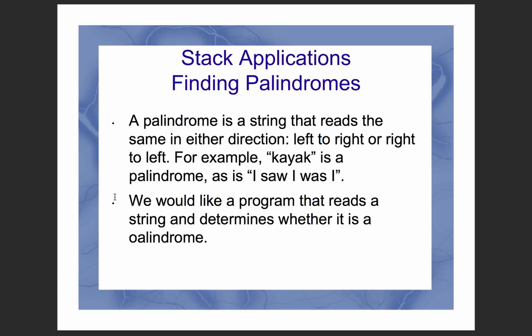So what is a palindrome? A palindrome is a string that reads the same in either direction, left to right or right to left. For example, kayak. Kayak is a palindrome because if you read from left to right, you can spell kayak, and if you read from right to left, you read the same thing, kayak. That's called a palindrome string. If you read left to right, or right to left, you will get the same thing. That's why it's called a palindrome.